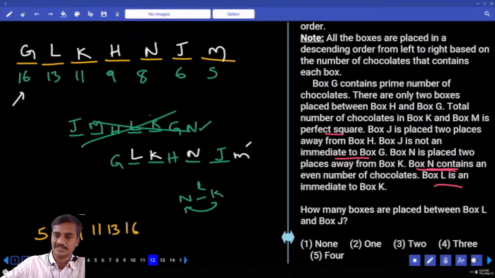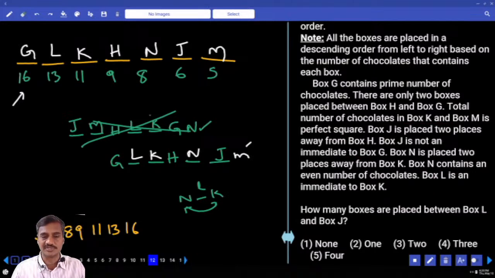Here there are 2 points. K and M perfect square and L is immediate. Now check whether all the given conditions are satisfied or not.